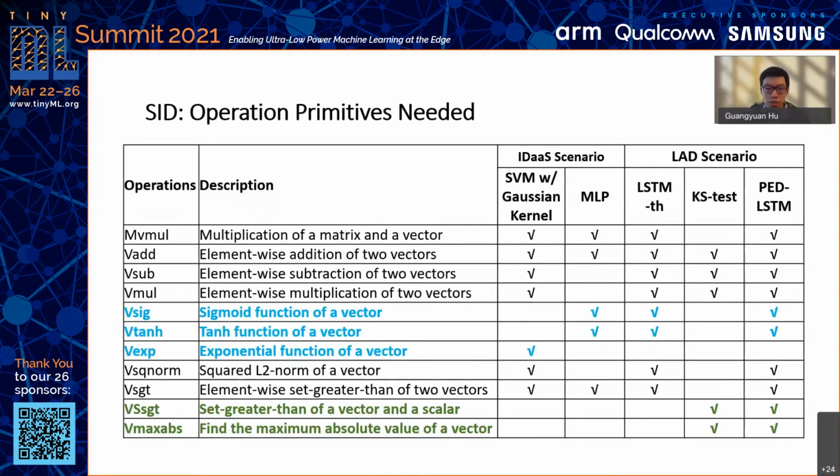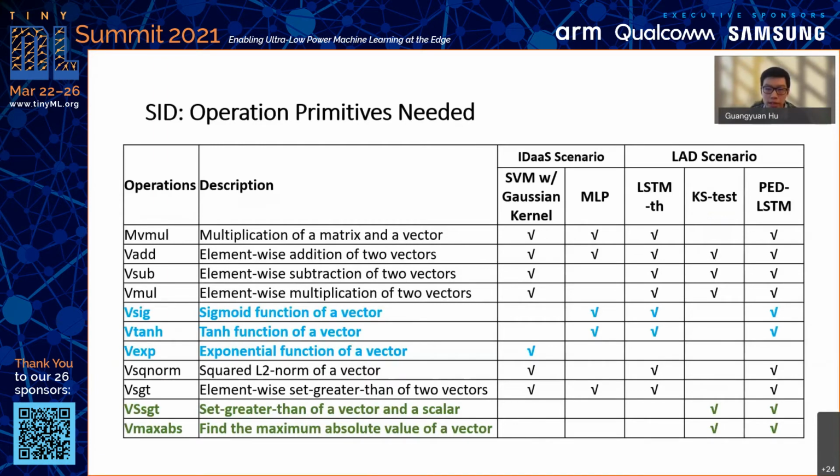We implement the operation primitives that are needed by the algorithms which have good accuracy. The algorithms are the MLP and SVM algorithms for the cloud-based scenario, and the LSTM-based algorithms for the local anomaly detection scenario. The basic operations such as matrix vector multiplication, vector addition, vector subtraction, and vector multiplication are needed by most of the algorithms. The nonlinear functions we support are sigmoid, tanh, and exponential functions. The exponential function is needed by the SVM algorithm to compute Gaussian kernel. The sigmoid and tanh functions are needed by the MLP algorithm as the activation functions, and also the LSTM algorithms to compute the LSTM gates.